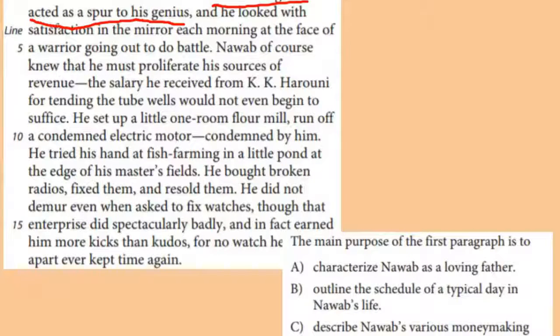But you'll notice that that's the only time that's mentioned in the entire paragraph, and nowhere else does it give us any indication of whether he actually loves his daughters and that's why he wants to earn more for them, or whether he just feels completely dragged down by the fact that he has 12 daughters and he doesn't want to provide for them. So hopefully he is the loving father, but the paragraph doesn't give us enough information to know that that's actually what it is. The second option is to outline the schedule of a typical day in Nawab's life.